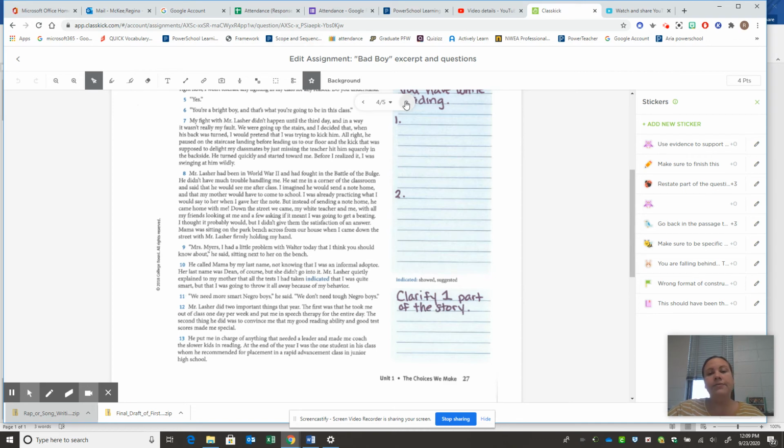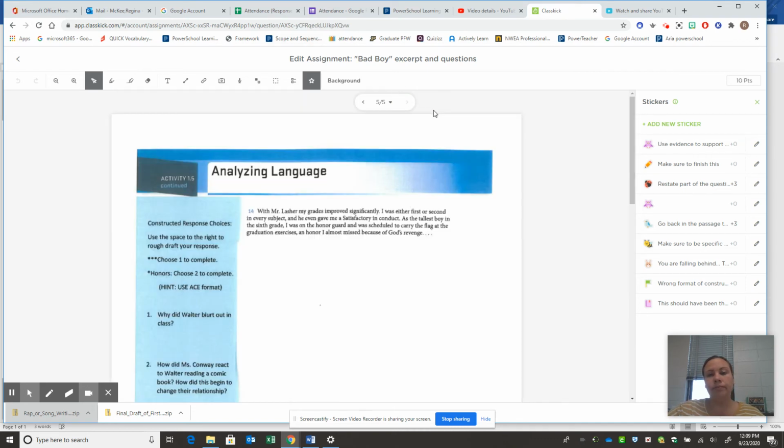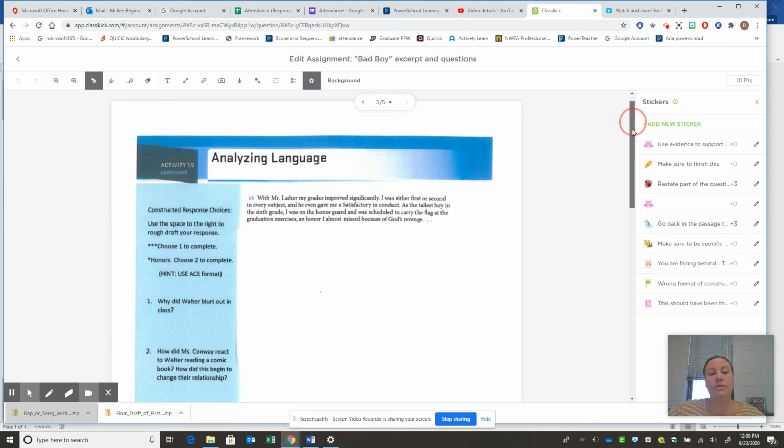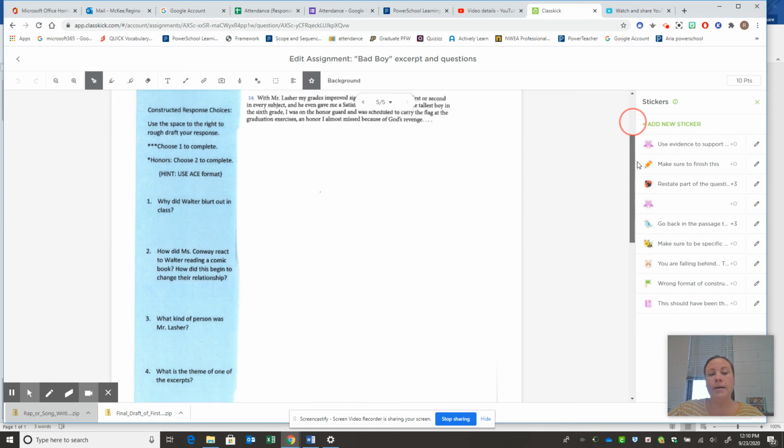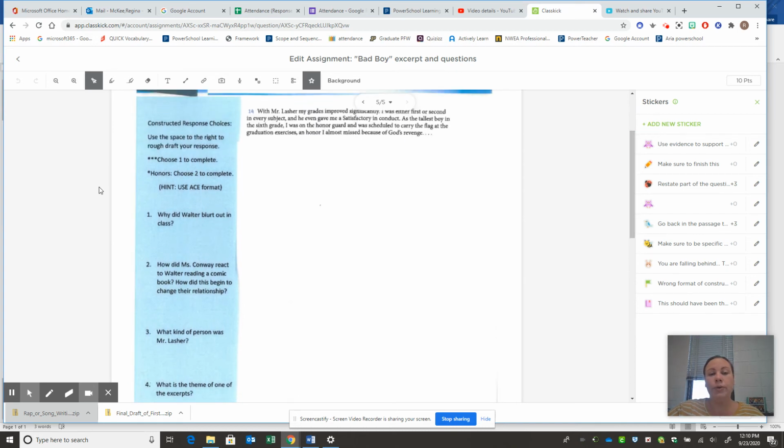And then on slide 5, this is our ACE responses. Please remember it needs to be in ACE format, constructed responses here. There are 4 choices. Please read the directions carefully depending on what class you are in. This is the end of the story right here. So right here, you're going to write your ACE response, either 1 or 2, depending on your class. Remember, you need to answer the question in your own words. You're going to cite 2 times from the text, so words directly from the text.